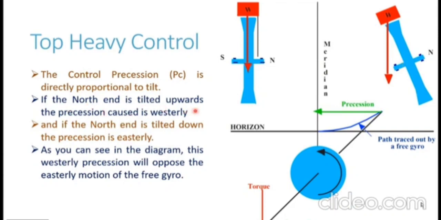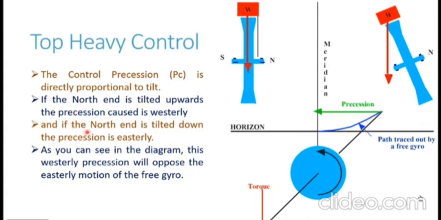If the north end is tilted upwards, the precession caused is westerly. You can easily see from these diagrams, the spin axis was horizontal here. There was no torque being generated because of the top heavy weight. Now in this diagram, you see an upward tilt of the north end of the spin axis, with the weight acting downwards on the south end. And if you come back to this diagram now, weight acting downwards on the south end generates an easterly precession in the south end of the spin axis, and at the same time generates a westerly precession in the north end of the spin axis.